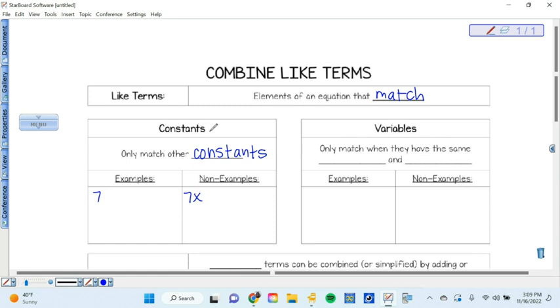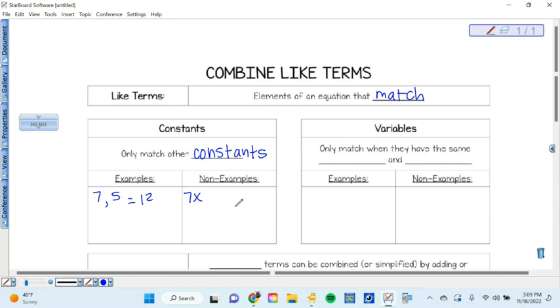What's another example of a constant? 5. Yeah, 5. If I wanted to combine these two terms together, what would I get? 12, right? 7 and 5 get me 12. So when I'm combining like terms, I'm adding them together. Combining.